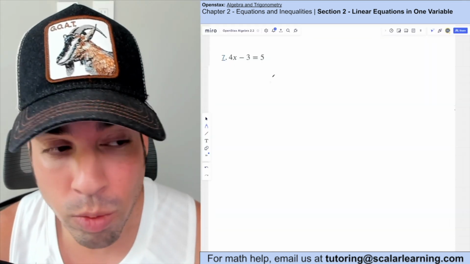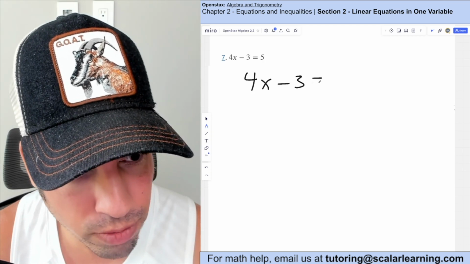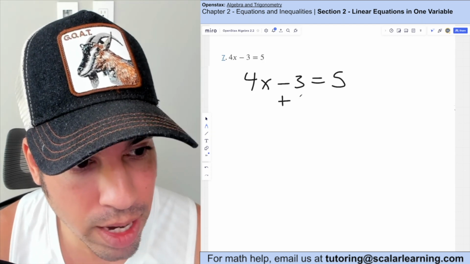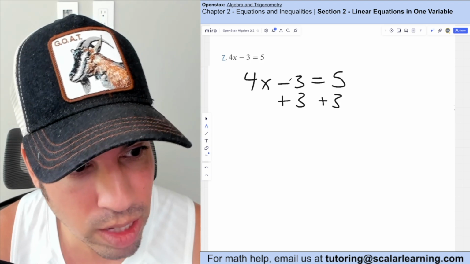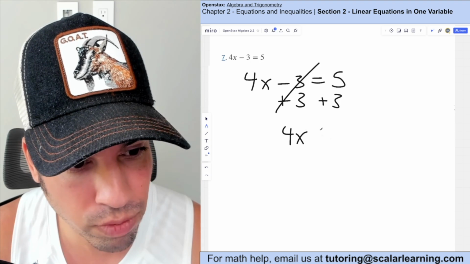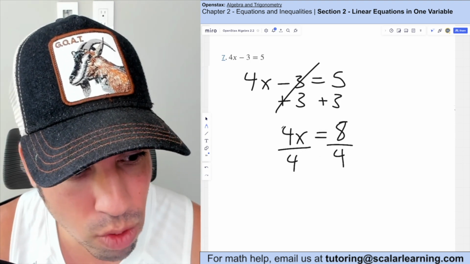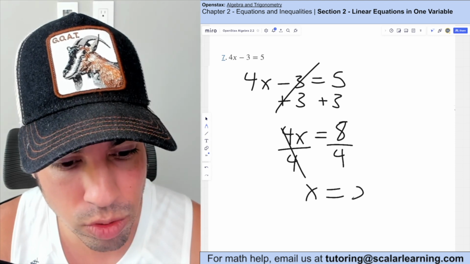So for this question, all we're doing is solving for x, so we're going to use standard variable isolation. So first, I'm going to get rid of that 3 by adding 3 to both sides. So I'm doing the opposite of that subtraction. They cancel out. Then I have 4x equals 5 plus 3, which is 8. Then I'm going to divide both sides by 4, and x equals 2.